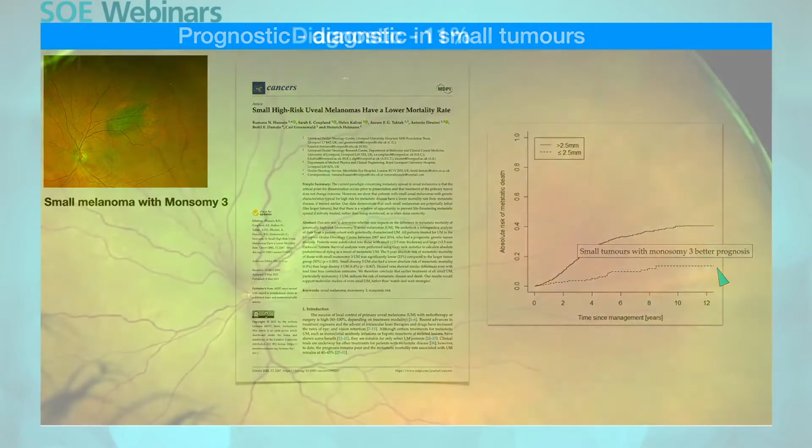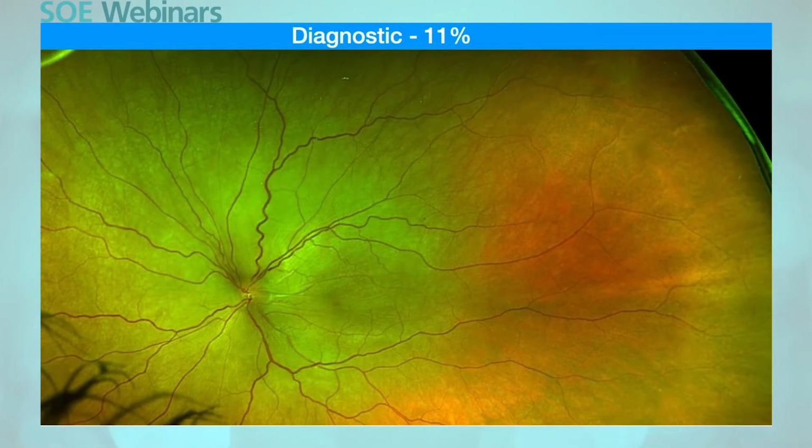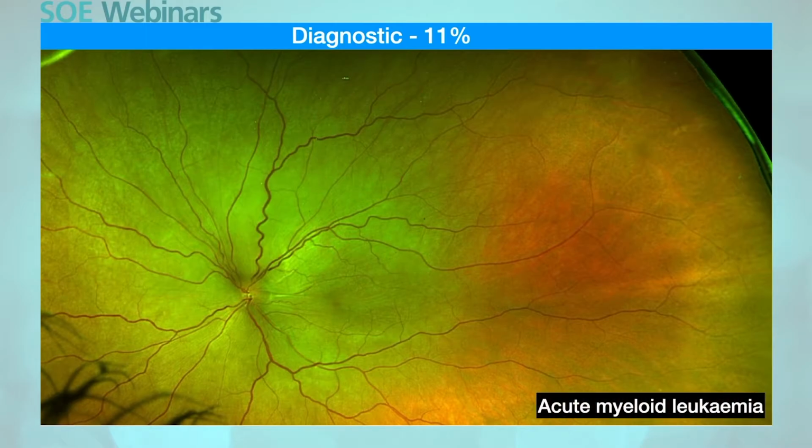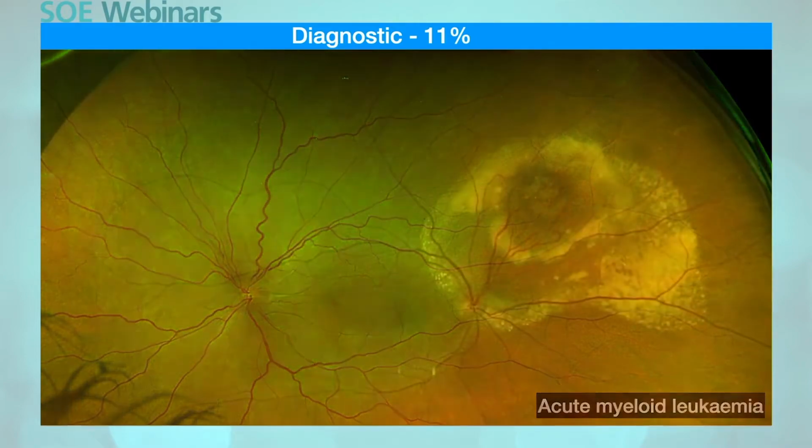The next group of indications, in about 11%, is diagnostic. So all the experts in the world every once in a while see cases where they really have no idea what this is. And this is one of those cases. This diffuse swelling around the optic nerve head, no other symptoms, no other diseases. We really don't know what this is without a biopsy. It turned out to be acute myeloid leukemia, so possibly a life-saving biopsy.